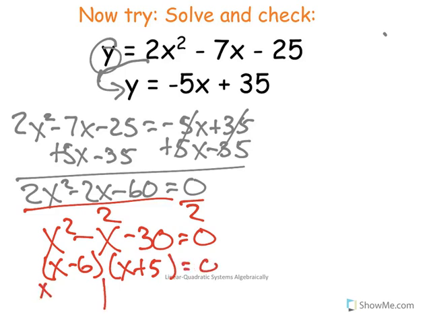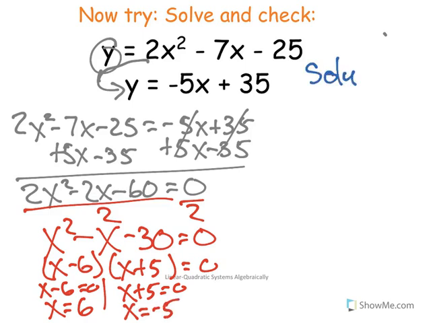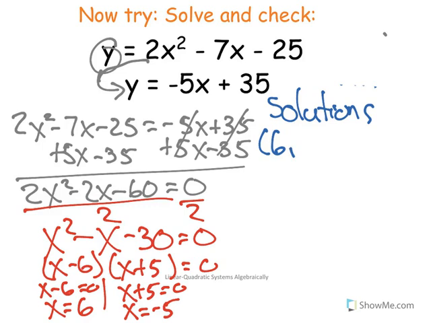So I split it up here. I get x minus 6 equals 0 and x plus 5 equals 0. So I get x is 6 and x is negative 5. So I can start by saying the solutions. All right, and I know my x coordinates are 6 and negative 5. I'm just going to have to find out what my y coordinates are.